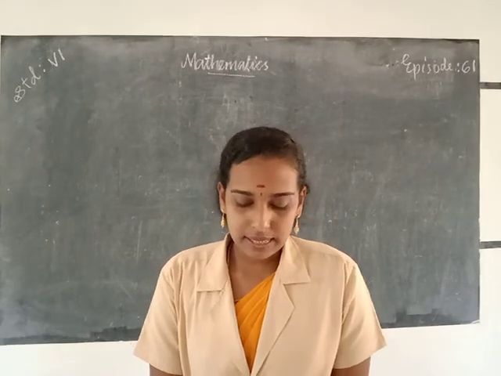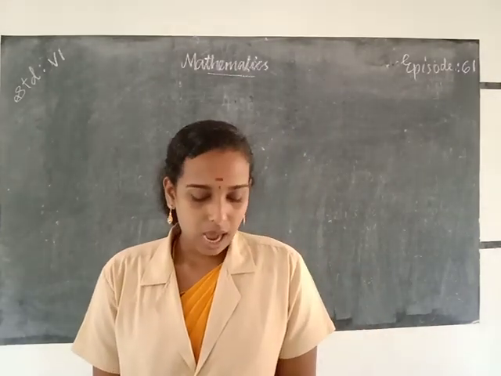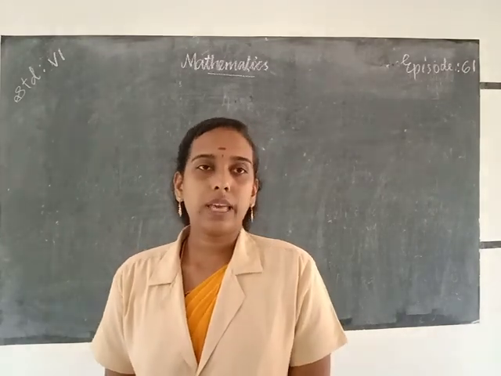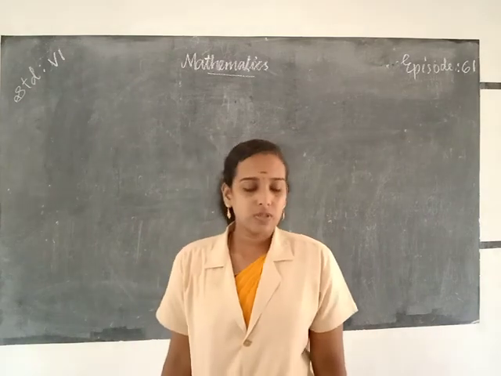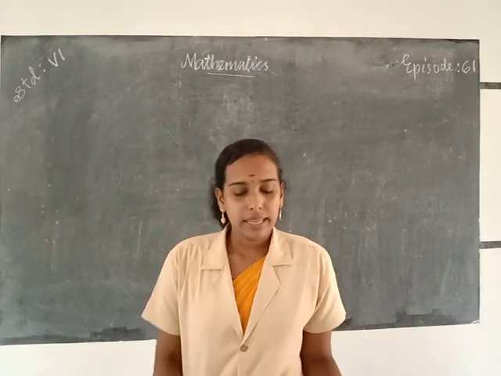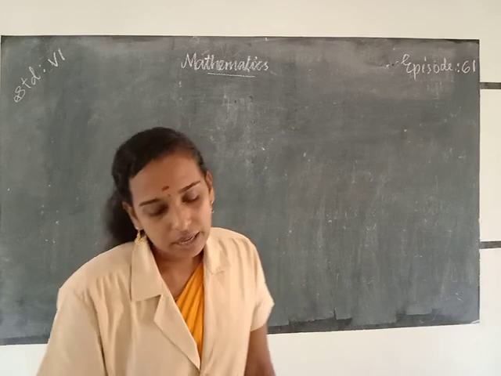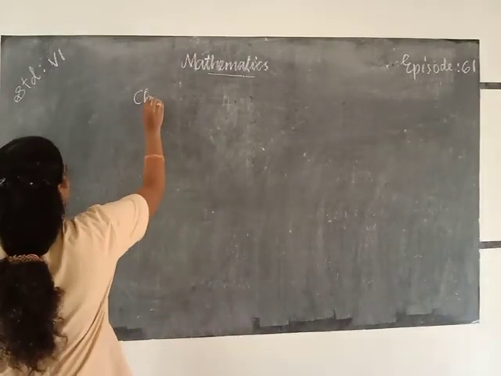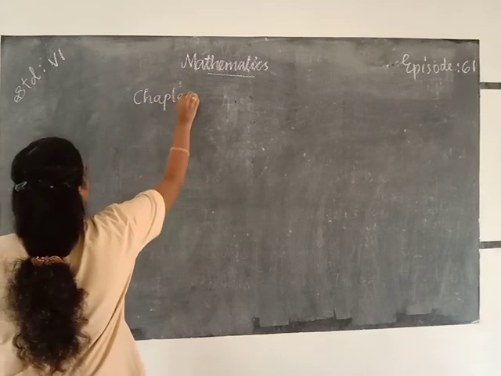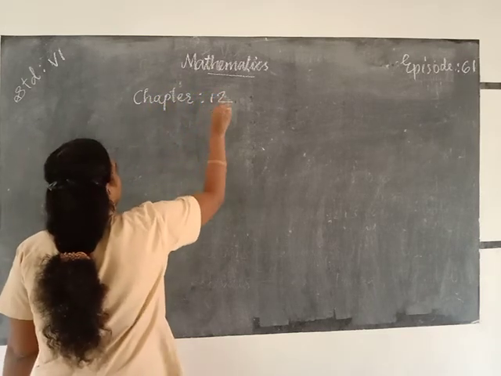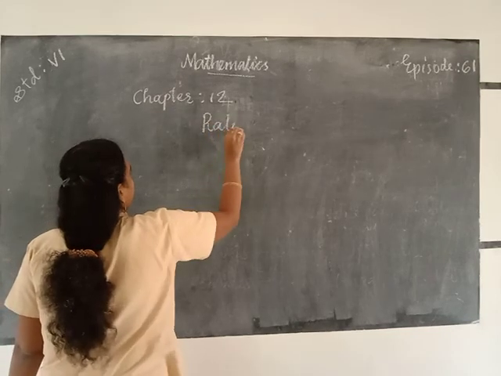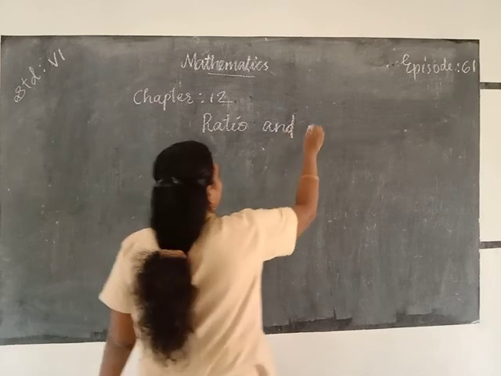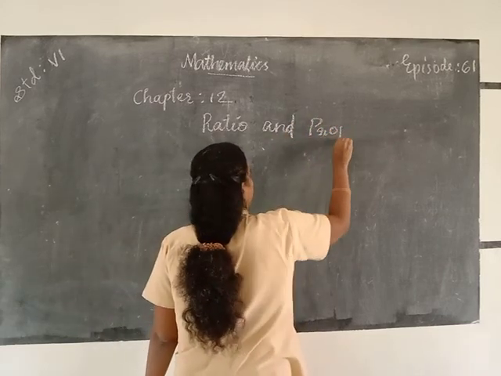In the last class we discussed lesson number 11, algebra, and our exercise 11.5. Now today we are moving to start our next chapter, chapter number 12, ratio and proportion.